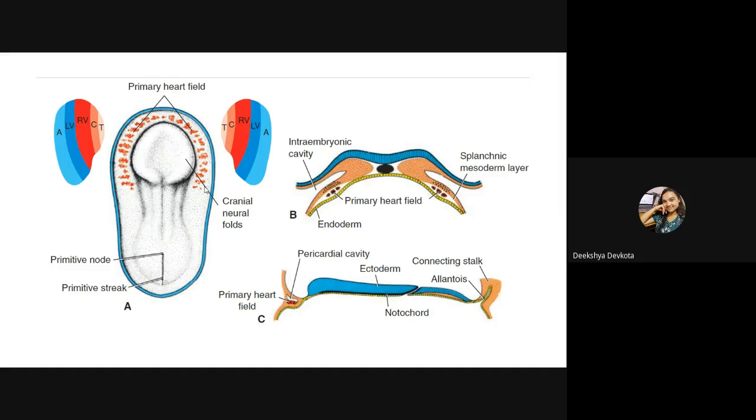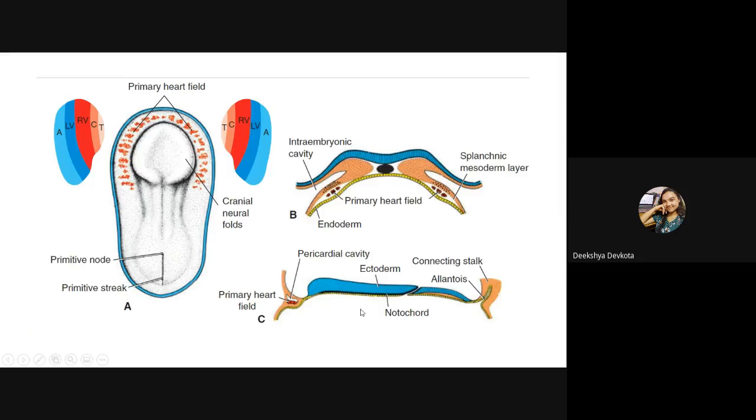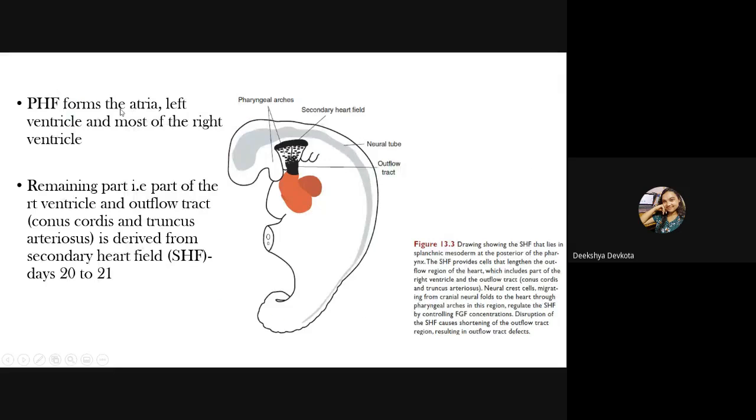This primary heart field forms from the days 16 to 18, and it forms the major part of the heart. That is, it forms both the atria, and the left ventricle, and most part of the right ventricle as well. And the remaining part, that is some part of the right ventricle and the outflow tract of both the ventricles, is derived from the secondary heart field, which develops a little later than the primary heart field, that is from days 20 to 21.